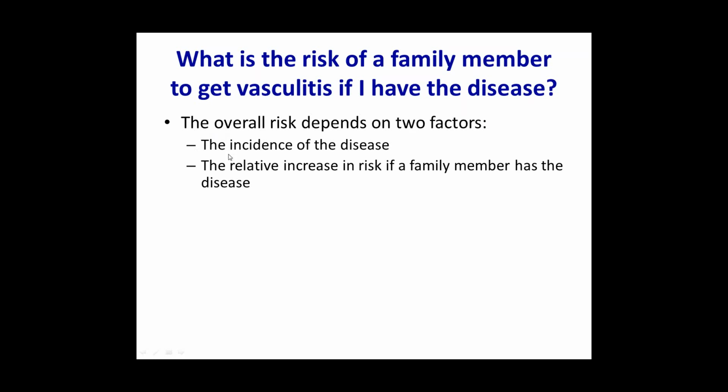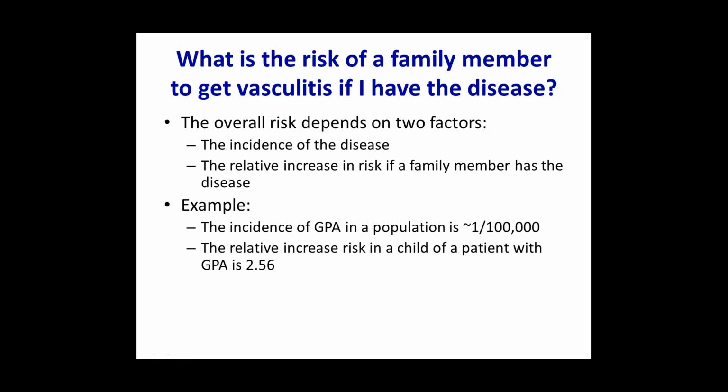First, we have to know what's the incidence of the disease overall in the population. And second, we need to know what is the relative risk for getting the disease if you have a family member that has the disease compared to the general population. So let me give you an example of this. If we look at GPA, for example, formerly known as Wegener's granulomatosis, a study was done in Sweden.